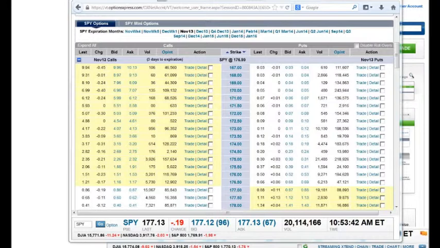So a call is the right, but not the obligation, to buy a stock at a certain price and certain expiration. Now a put is the right, but not the obligation, to sell a stock at a certain price with a certain expiration. So a little bit different in how those are set up.